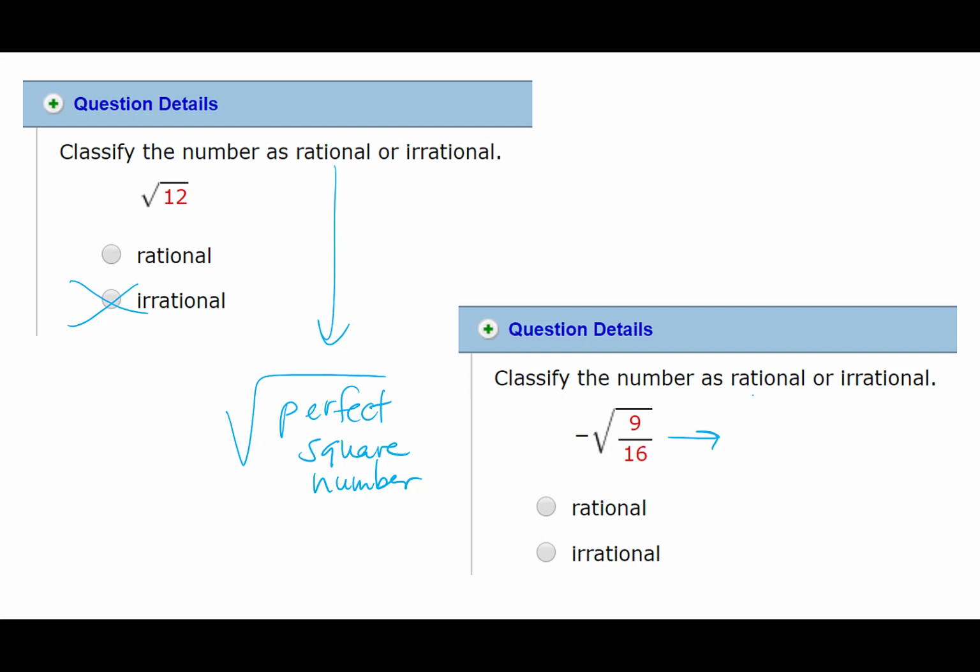Negative square root of 9/16. This would be the square root of 9 over the square root of 16. Both of those are perfect square numbers. So this would be negative 3/4, which is a terminating decimal. And so that would be an example of a rational number.